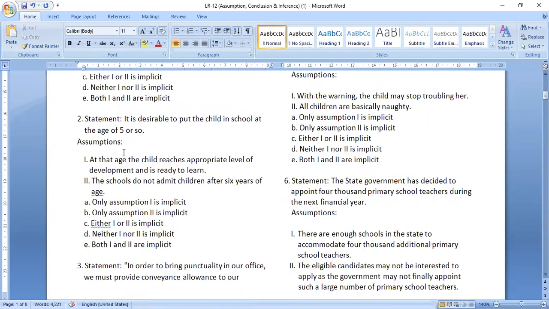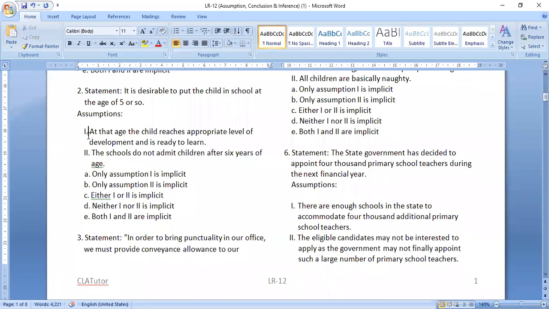Okay, now let's look at statement two. It is desirable to put the child in school at the age of 5 or so. Now let's look at the assumptions here. At that age, that is 5 years or so, the child reaches appropriate level of development and is ready to learn. I think that is implicit, right? Yes, sir. That is implicit. Otherwise, yeah, I think that's pretty implicit.